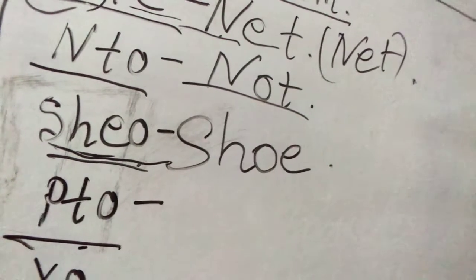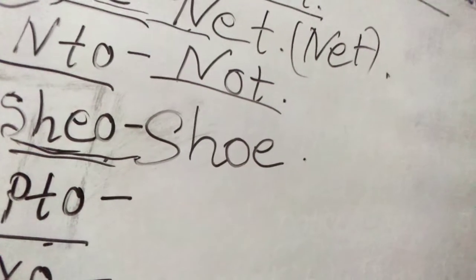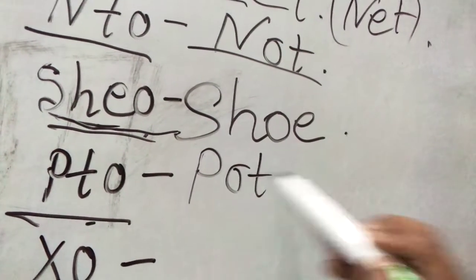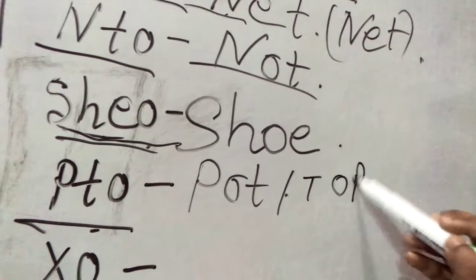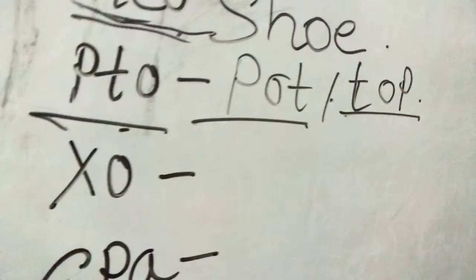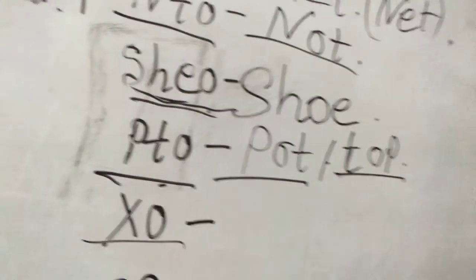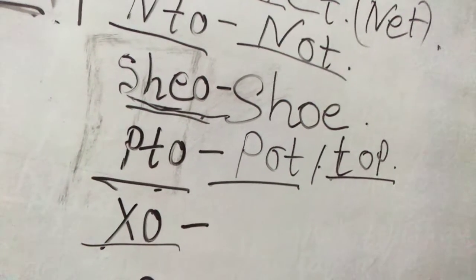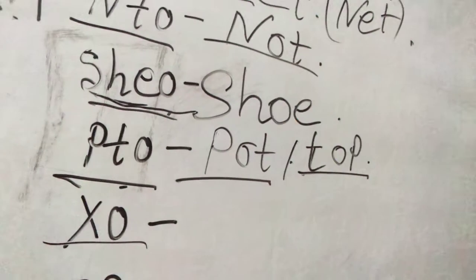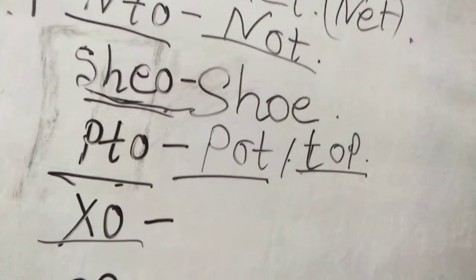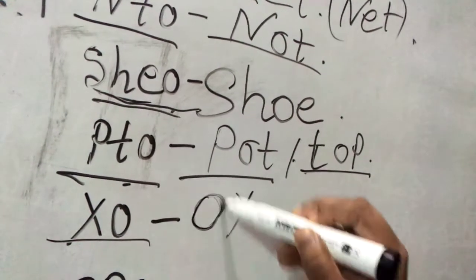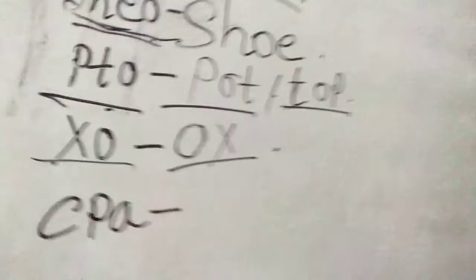Then PTO. Is there any word like PTO? No, there's no word like PTO. We can make POT, that is pot, or we can make TOP, that is top. We can make top or pot, any one that we want. Then XO, zo. I have heard the word zo, but I have never seen any meaningful word made with it. So if I put the O at the very first place and then the X, what will it make? It's ox. Ox means bull.